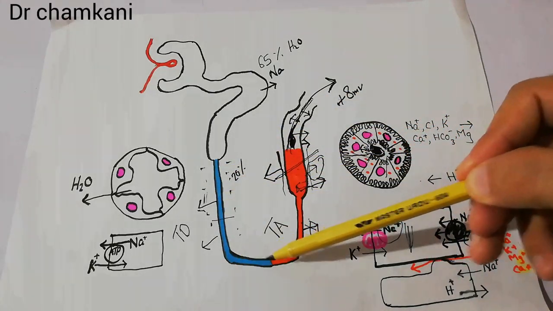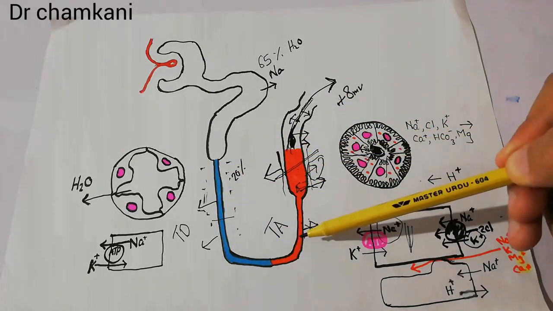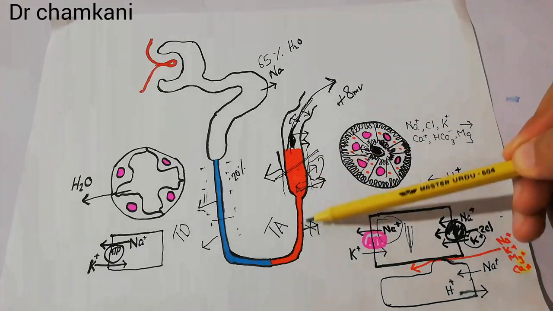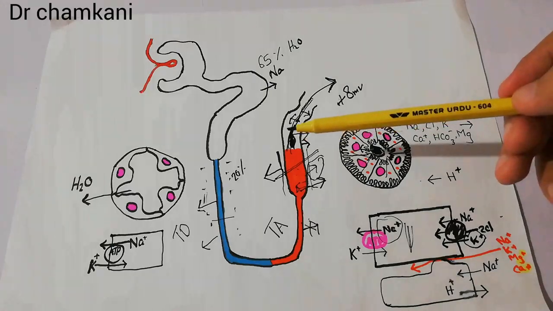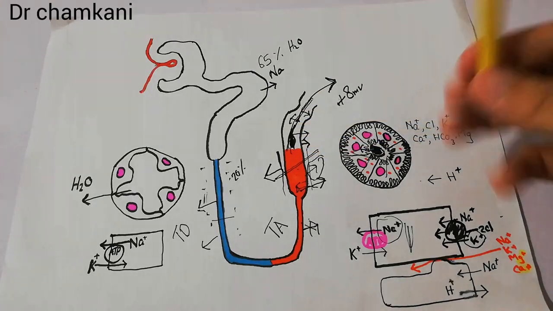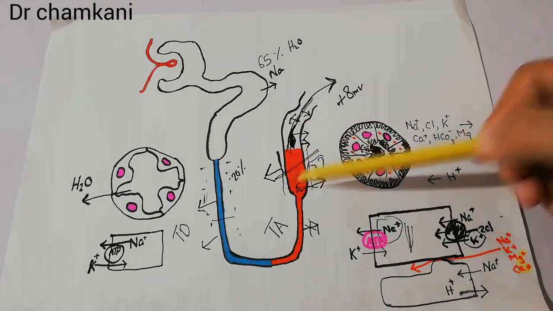This segment is permeable to water. These both segments are not permeable to water. And this area has slight reabsorption of ions. And this thick ascending segment helps in the reabsorption of a lot of ions. So most of the ion reabsorption occurs in the thick ascending segment.